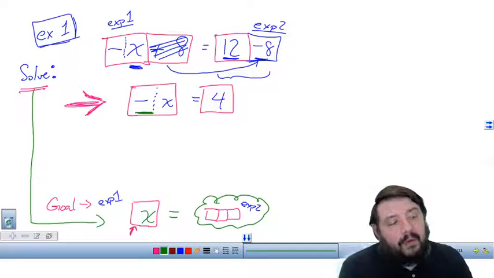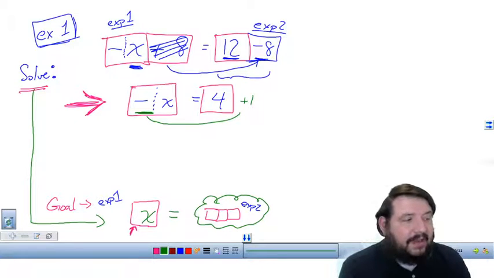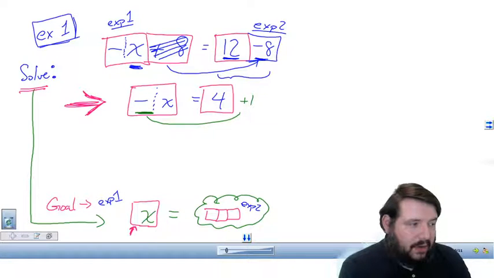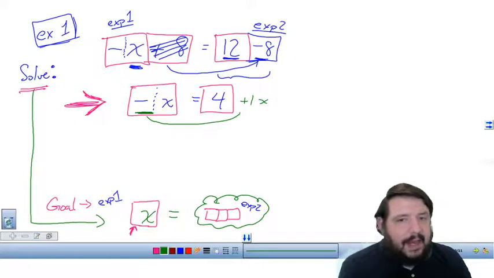Well, what would we normally try to do? Somebody's going to say, it always happens, somebody's going to say, just bring it over and make it a positive 1. And you can't do that. You know why you can't do that? Because you're not just moving the negative 1. If you move the term, you would have to move the x. And you cannot move the x.